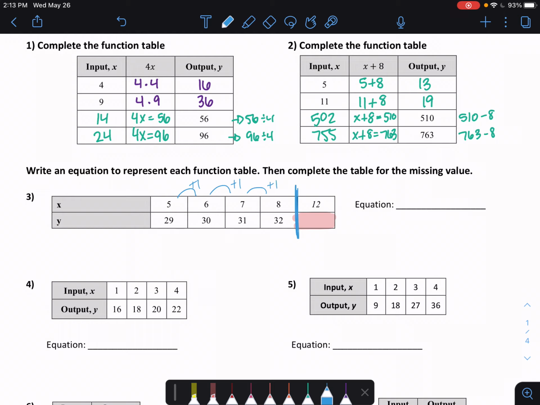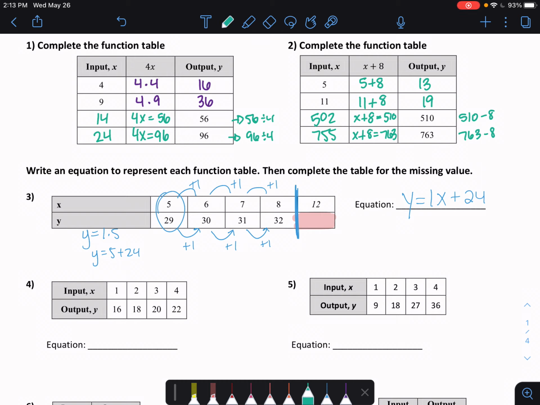So my inputs are good. Then I'm going to check my outputs. So my outputs are also going up by 1. That means I'm going to start with y equals 1x. Now I have to check my input to my output. So I'm going to start with this point right here. And I'm going to say, okay, y equals 1 times 5. Well, 1 times 5 is 5, and I need to get to 29, so I'm going to add 24. So on my rule, I'm going to add 24. So my rule is 1x plus 24.